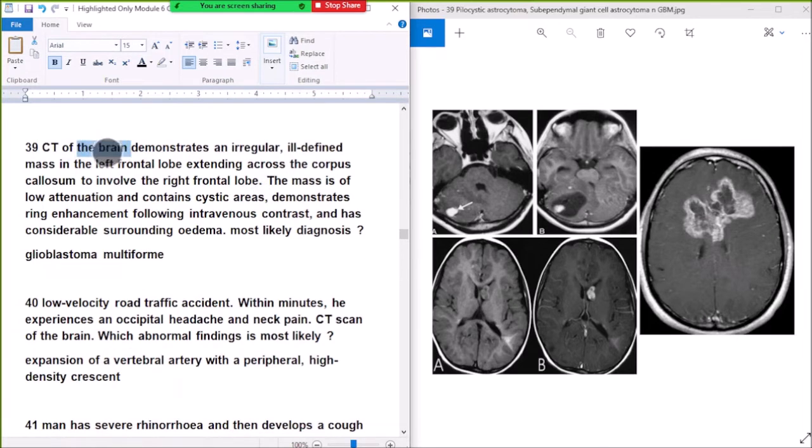Question 39. CT scan of the brain demonstrates an irregular, ill-defined mass in the left frontal lobe extending across the corpus callosum to involve the right frontal lobe. The mass is of low attenuation and contains cystic areas. It demonstrates ring enhancement following intravenous contrast and has considerable surrounding edema, most likely diagnosed as glioblastoma multiforme.